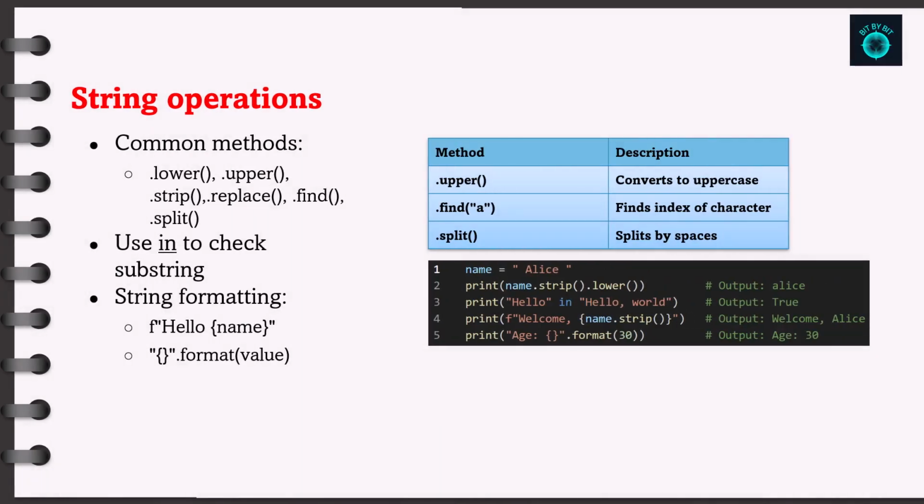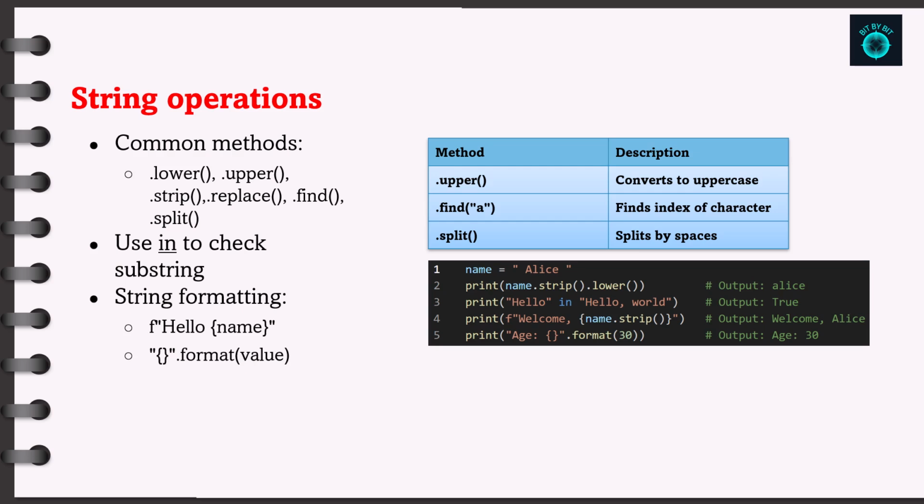Python provides many built-in methods to work with strings. You can convert a string to lowercase or uppercase. You can remove spaces from the beginning and end using the strip method. Replace parts of a string or split it into a list of words using replace and split. You can also check if a word or character exists inside a string using the keyword in.